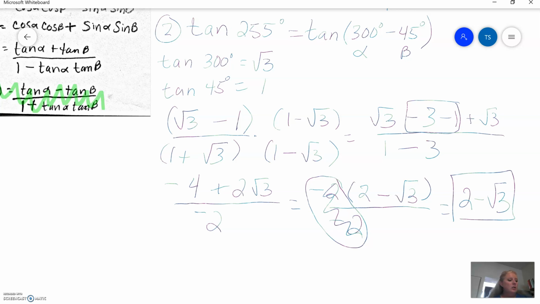Trust me. Your assignment's going to be 4 problems where you're going to have to use a sum or difference and simplify from there. Good luck. It'll be due next week. You'll be all right.